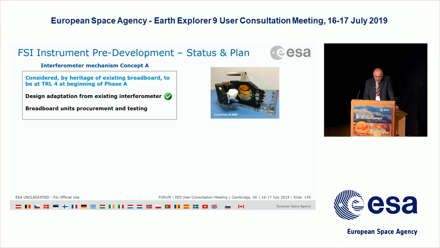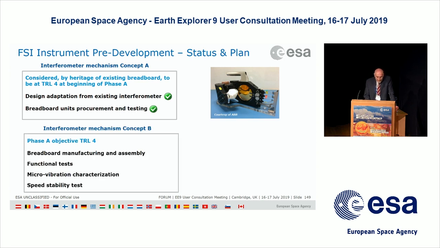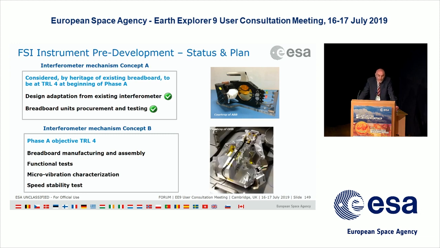For concept B, the activities to reach TRL 4 during phase A consisted in the manufacturing and assembly of an interferometer mechanism that you see in the picture on the right. So this breadboard has been manufactured and assembled, the functional tests have been performed, the mechanism has been characterized for behavior under microvibration, and speed stability tests have been completed.